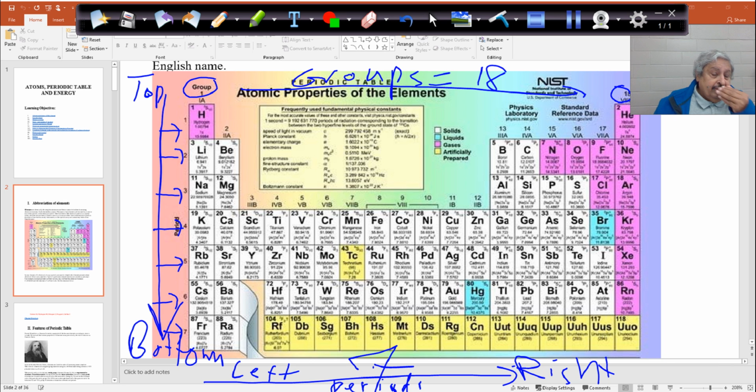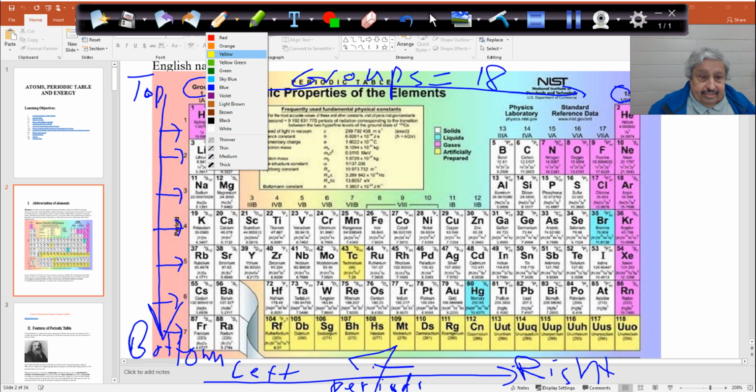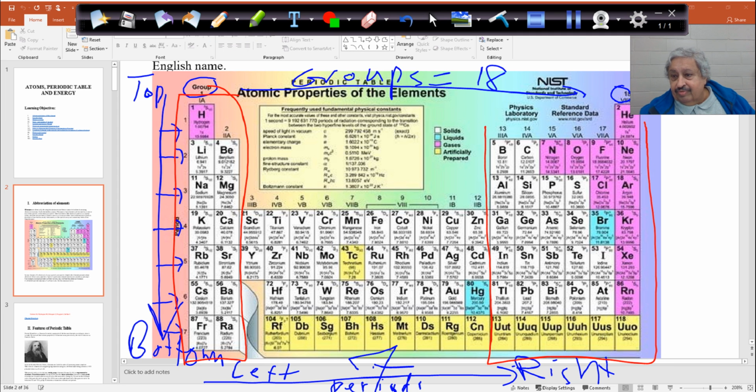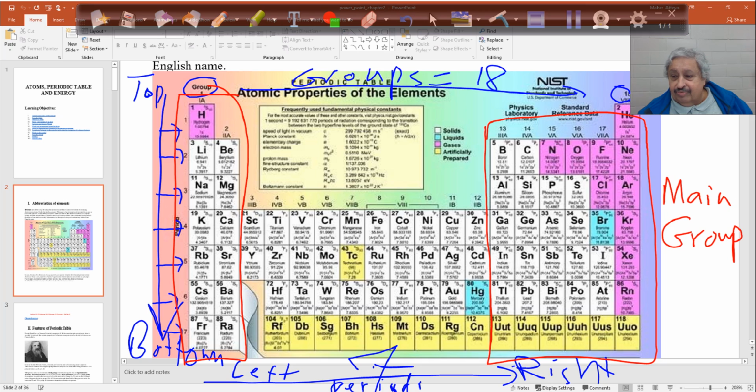However, when it comes to determining the electron distribution, this is the modern one, correct? However, it's not usable to just use this periodic table. When it comes to configuration, to distribution of electrons, we have to use the old designation, which in this case, I'll use the red color here. Those two groups here, correct? Those are called main groups and designated with the alphabet A.